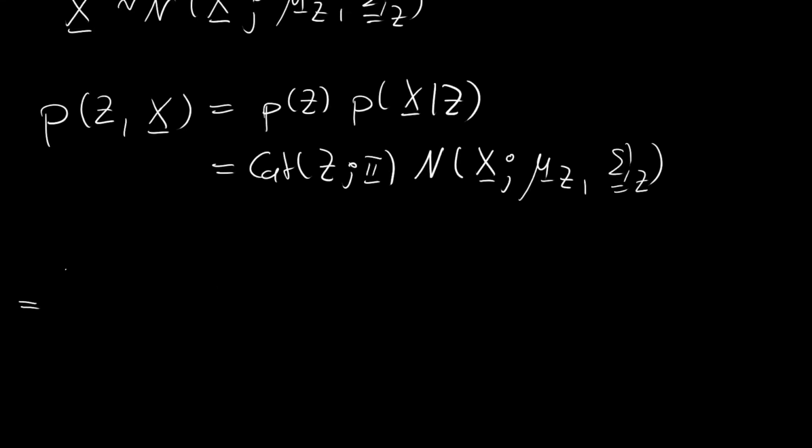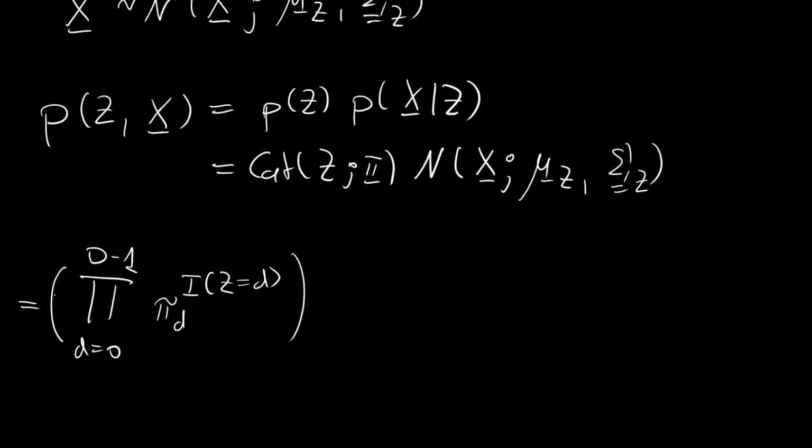For the categorical, we get the product over all the clusters that we have, and then we index the pi vector at the d-th position and we raise it to the indicator function that z equals d, and this essentially will just return the z-th entry of the pi vector for a given value of z.